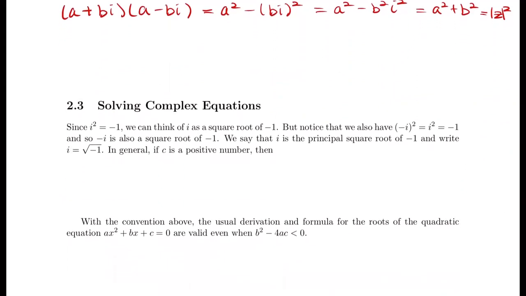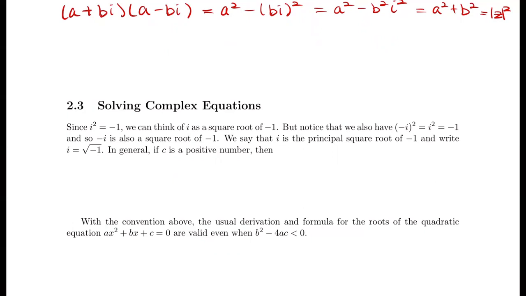So we're familiar with solving polynomial equations, but in this case, we want to be able to solve polynomial equations that can involve some complex numbers. So we could think of i as a square root of -1. So we would also have negative i squared, which is i squared -1, and so on. We say that i is the principal square root of -1, and we would also write that i is equal to the square root of -1.